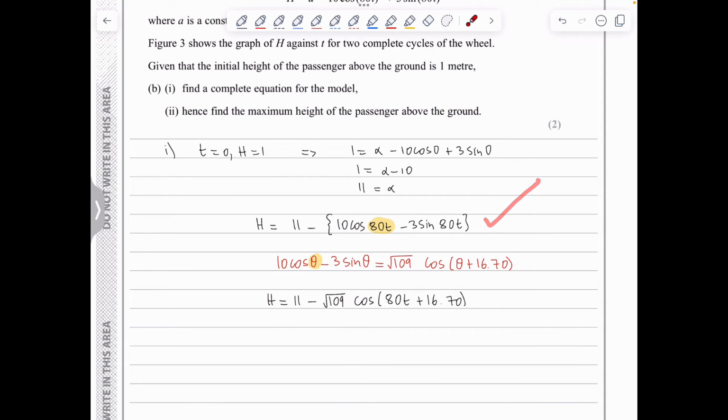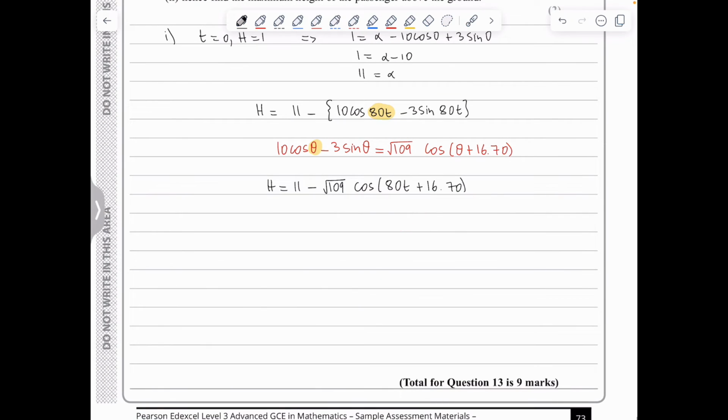However, these will prove to be very useful when it comes to find the maximum height of the passenger above ground, simply because we have that the cosine varies between plus minus 1, and therefore the maximum height will be when the cosine is negative 1. So we have that the H max, the maximum height above ground, will be 11 plus the root of 109, which turns out to be 21.4 meters.